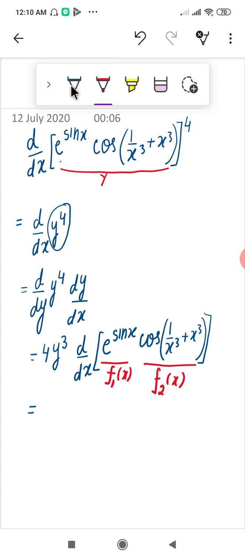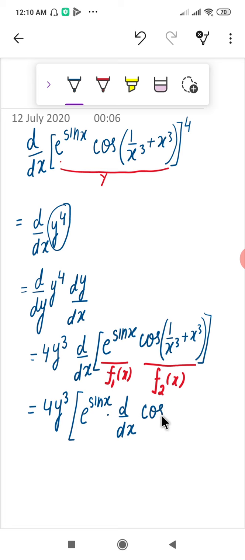So how will we proceed? We will use here the formula for d by dx of product of two functions, and that is, I think all of you now remember the formula. First function, what is first function? E to the power sin x into differentiation of second function, that means d by dx of second function, that is cos 1 upon x cube plus x cube. Tell me, is it clear to you?